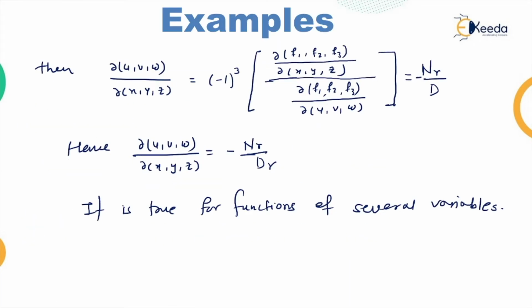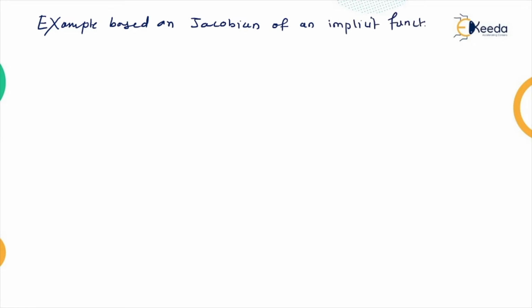Now let me start an example on implicit function. So let me start an example based on the Jacobian of an implicit function, right? So let's see, we are going to start here.